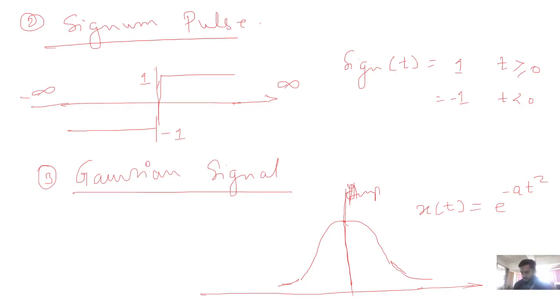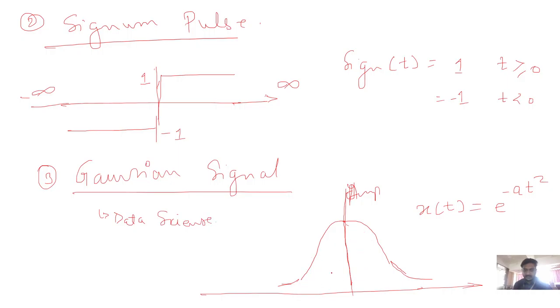Okay, so many times you will hear the term Gaussian distribution. That means if I plot data, it will resemble like this. Okay, and therefore you will see this especially in data science.